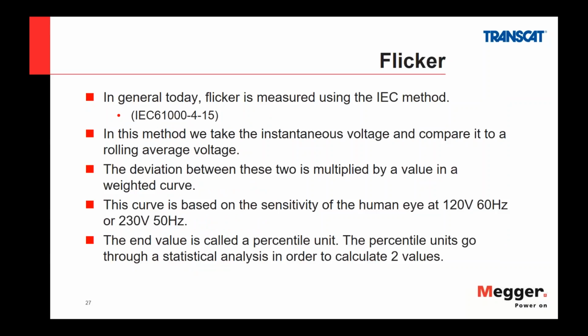So, as of today, flicker is measured using the IEC 61000-4-5 method. In that method, they take the instantaneous voltage and compare it to the rolling average voltage, and the deviation will then be multiplied by a value from the weighted curve. This curve is based on the sensitivity of the human eye at 120 volts, 60 Hertz, or 230 volts, 50 Hertz. The curve cannot be used on any other lighting because of this.